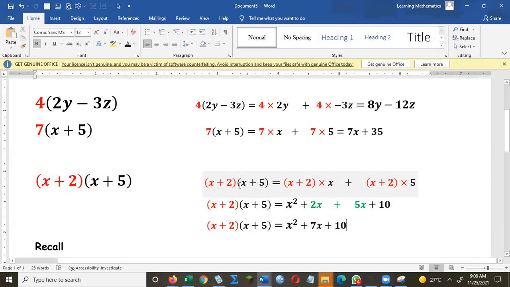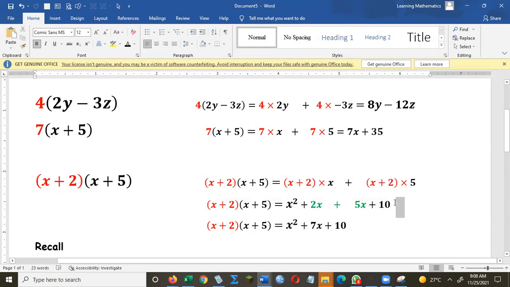So x plus 2 times x plus x plus 2 times 5. That bracket with the x plus 5 is cleared. Now we still have to clear the brackets from the x plus 2, the one coded red. So now we're going to clear it in another process. x by x is x squared, x by 2 is 2x. 5 times x is 5x, 5 times 2 is 10.